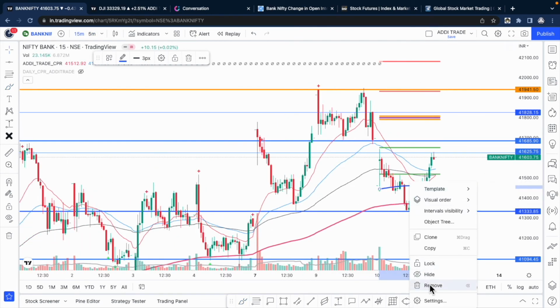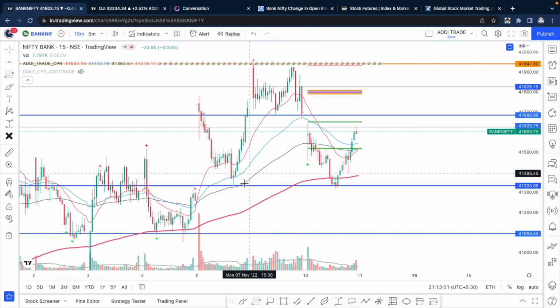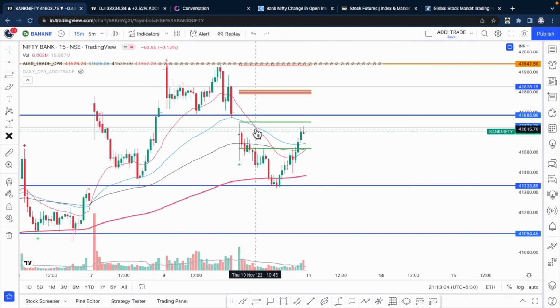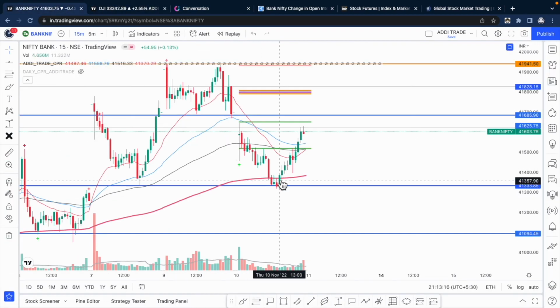And today another reason why we booked the profits here was that after quite a few days, on the 15 minute we came and touched the 200 EMA. The pink line is the 200 EMA. So this also was one of our targets. Though this was shared on the 13 minute, on the 15 minute we were expecting the price to hit the 200 EMA. Even that did happen. So this was one of our targets.